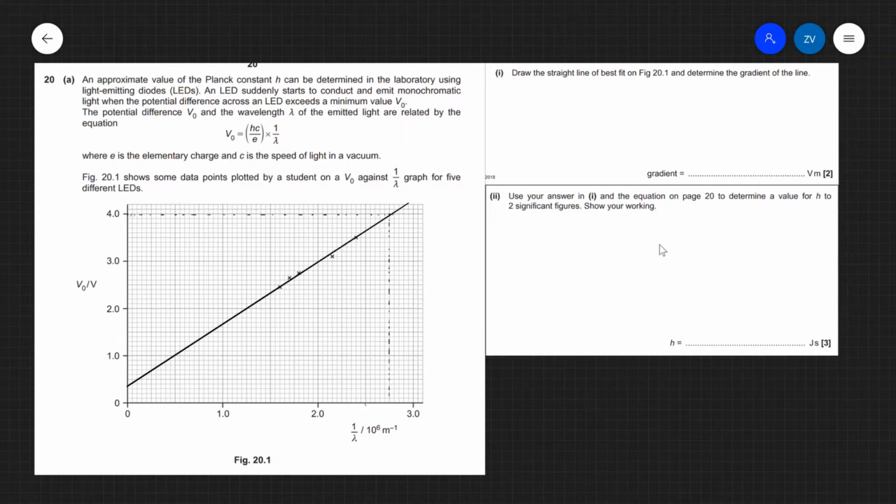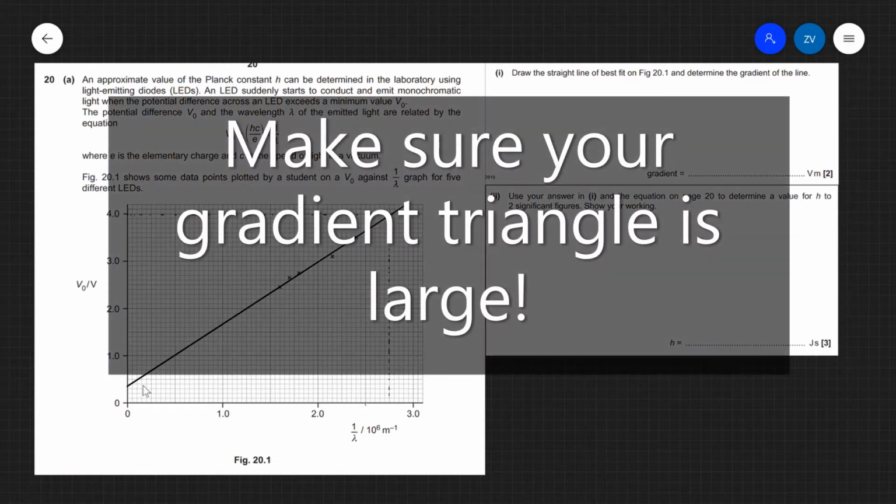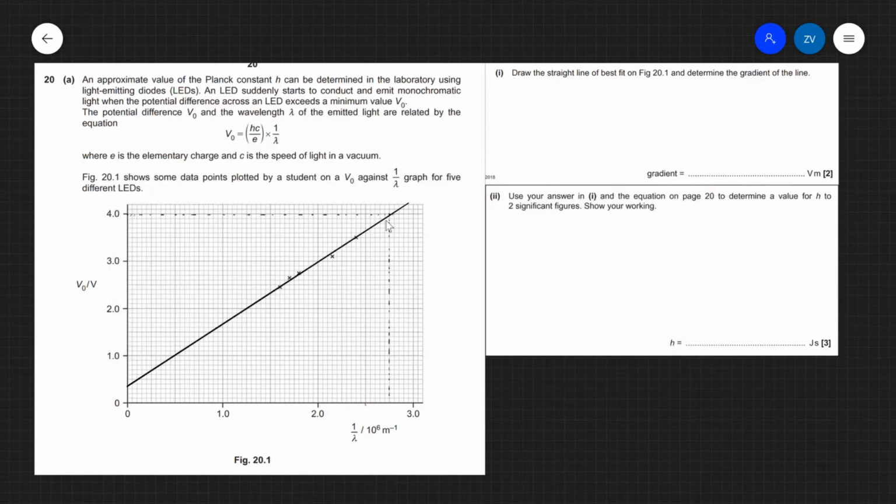The important rule in this case would be to ensure that our gradient triangle that we've chosen is sufficiently big. It needs to be bigger than at least half of the graph in either direction of the page. In other words, I would always try and make my gradient triangle as large as possible. For instance, if I just took the gradient of this low portion of the graph, this would be insufficient. So we can see that I've selected over here some points with 4 volts across here. Then I've gone down across and seen what the corresponding point on the x-axis is.